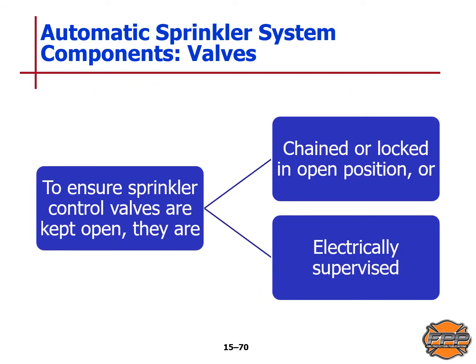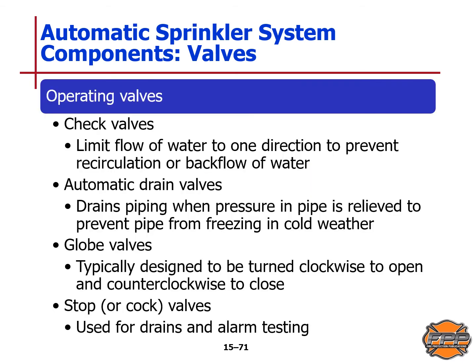To ensure sprinkler control valves are kept open, they are chained or locked in the open position or electronically supervised. Operating valves serve as check valves, and these limit the flow of water to one direction to prevent recirculation or backflow of water. There are automatic drain valves that drain piping when pressure in the pipe is relieved to prevent pipe from freezing in cold weather.